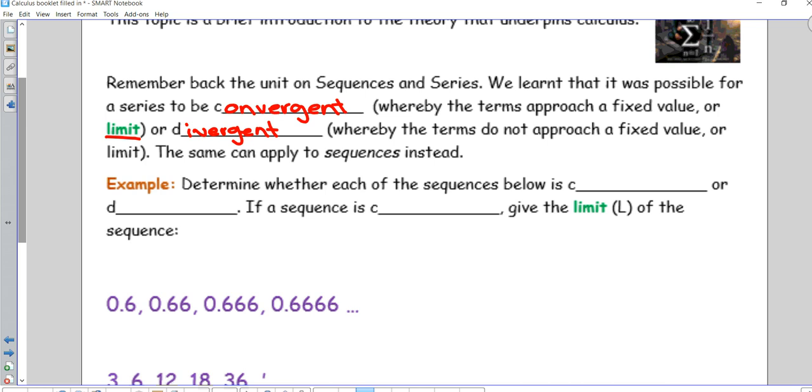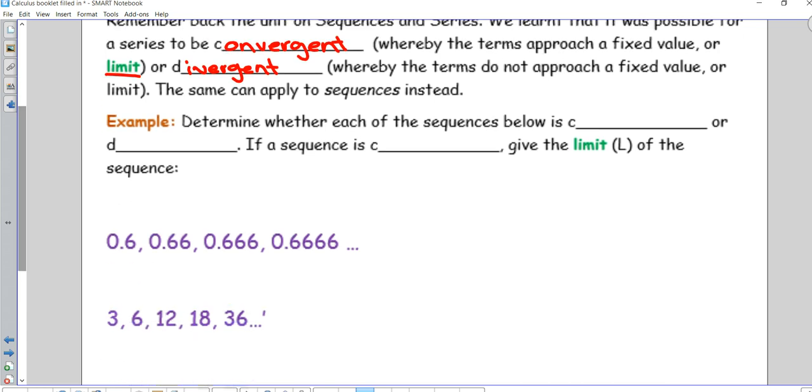So what constant value is that? Yeah, that's a very good point. Let's look at some examples so we can understand this. Determine whether each of these sequences is convergent or divergent. Divergent just means it's like a regular sequence. Convergent is the special kind where the sequence approaches a fixed value. If a sequence is convergent, then we would need to state what the limit is.